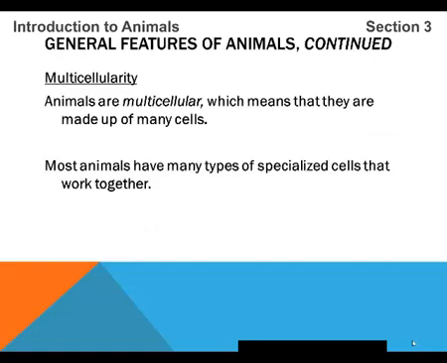Multicellularity. Animals are multicellular, which means that they are made up of many cells. Most animals have many types of specialized cells that work together. So for example, your body has nerve cells that communicate with muscle cells. Animal cells do not have cell walls.